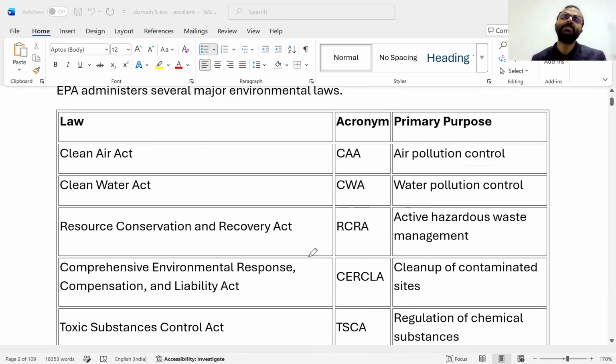Okay. See, for example, if a question is coming, you are going to inspect a site of the 1960s. It has been dumped there for the past 20 years. Now, what do you have to do? You have to do the cleanup. Which law will come? CERCLA will come because it is a past one.